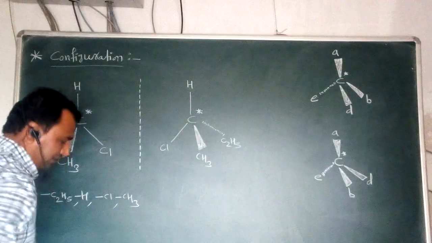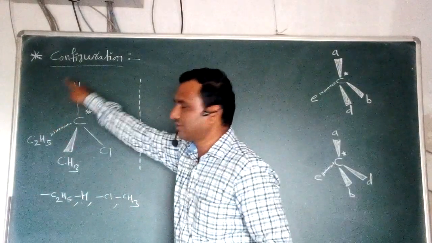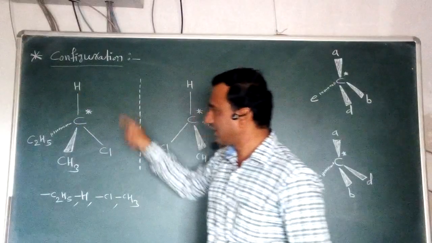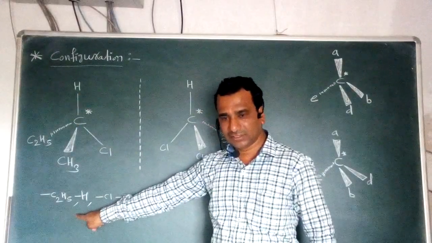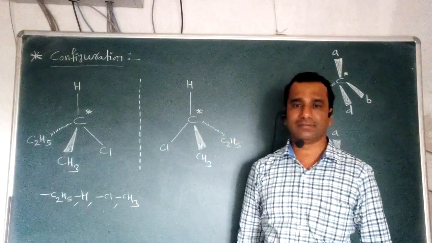So this is one simple sequence of atoms or groups if we go in the clockwise direction. If we go clockwise, the first group here is the ethyl group, next is hydrogen, next is the chlorine atom, and fourth is the methyl group.